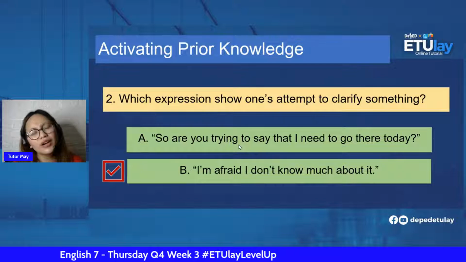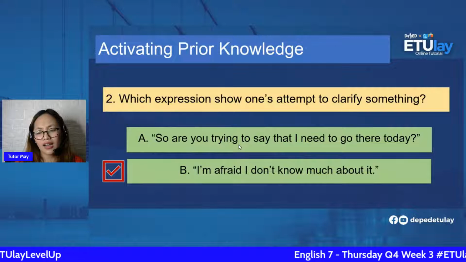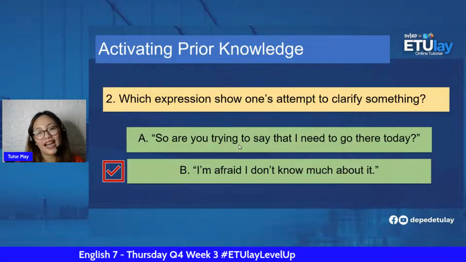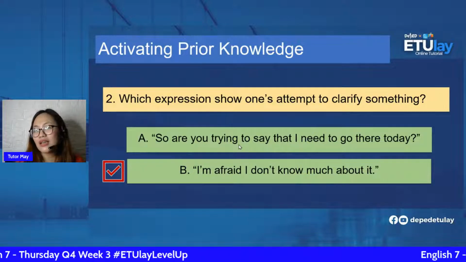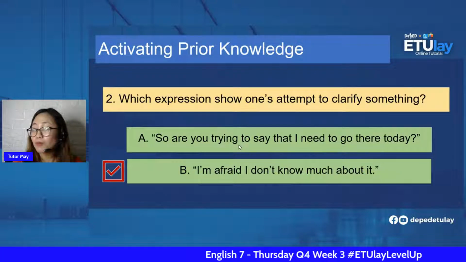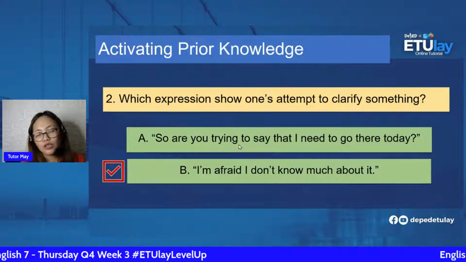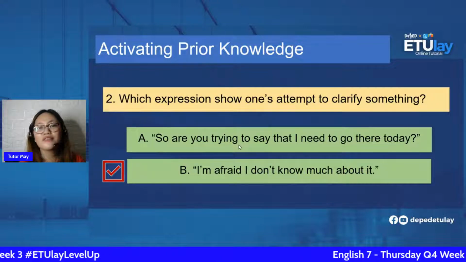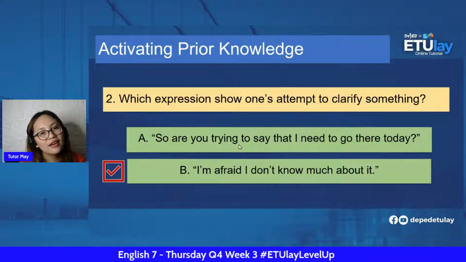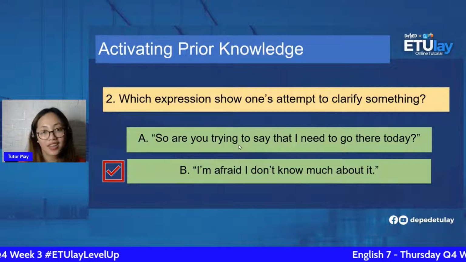Now let's look at letter A. So are you trying to say that I need to go there today? I think that's more of like not clarifying but actually confirming what someone has said, and you can also see the hint of sarcasm in letter A. So parang ganito, so sinasabi mo ba na dapat magpunta ako doon? Okay, so you can see a tone of defiance here. So the person is not asking to be clarified, but that person is mirroring the thing that was said to him, and there's a tone of defiance, if I am making sense and if you're getting it.